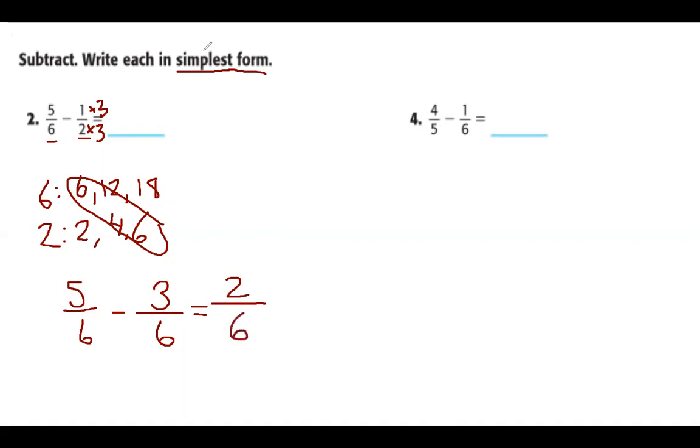Now, key thing here, simplest form. And just like the last problem we did, 2 and 6 are both what kind of numbers, boys and girls? Yes, they are both even, which means they can both be divided by 2. Divide. Whatever I do to the top, I have to do the bottom. Whatever I do to the bottom, I have to do the top. So 2 divided by 2 gives me 1. 6 divided by 2 gives me 3. So my final simplified answer is 1/3 on that one.